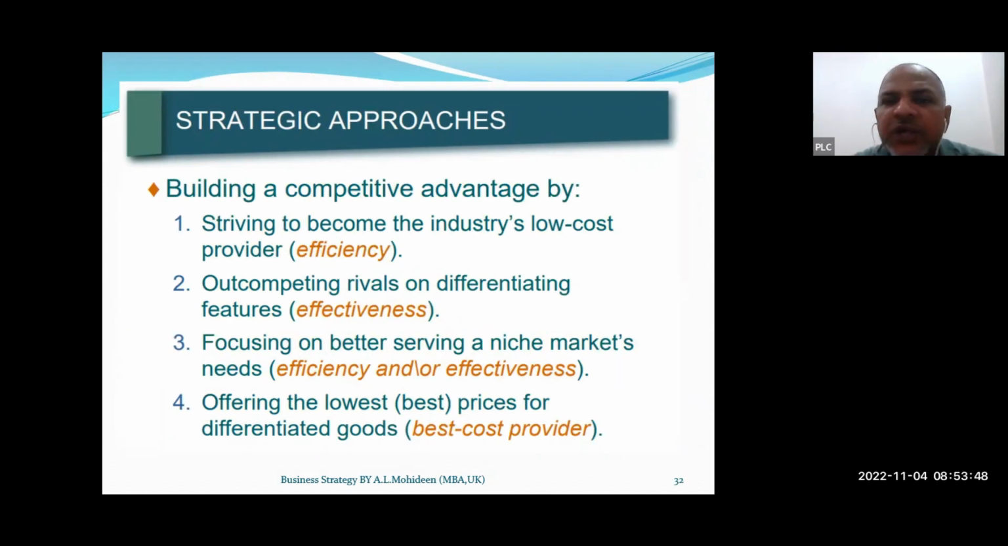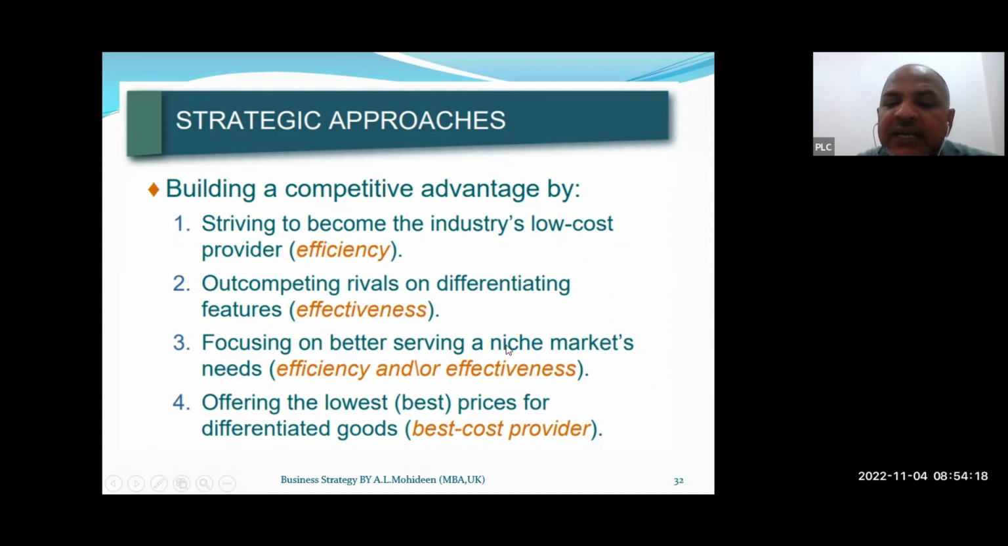Okay. How are you going to make your competitive strategy a winning strategy? Strive to become an industry low-cost provider. So low-cost provider is efficiency. Outcompeting rivals on differentiating features is effectiveness. So efficiency is connected to the low-cost providers. Competing with the competitors, connected with differentiating, is effectiveness.